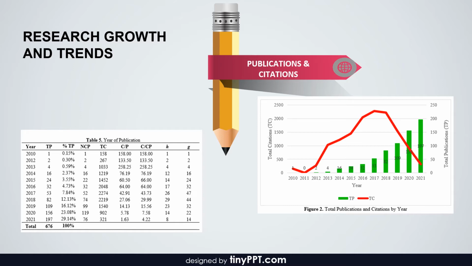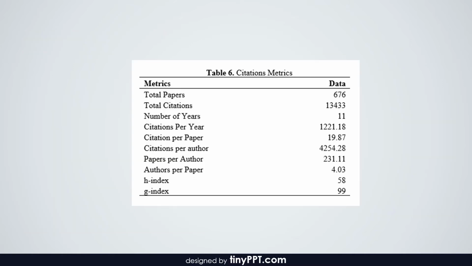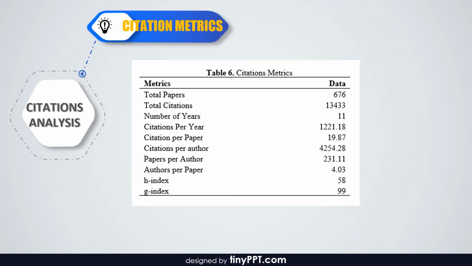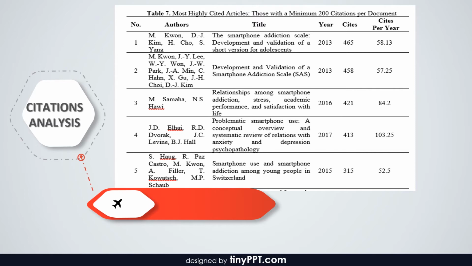Next, we are looking at the summaries of the publications from 2010 until 2021. For citation analysis, the total papers extracted from the Scopus database are 676 papers overall, and the total citations for these papers are 13,433. For the most highly cited articles, I have shown here the top 5 most highly cited articles, having a minimum of 200 citations per document. As we see here, all these top 5 articles get 300 citations and above for each document.